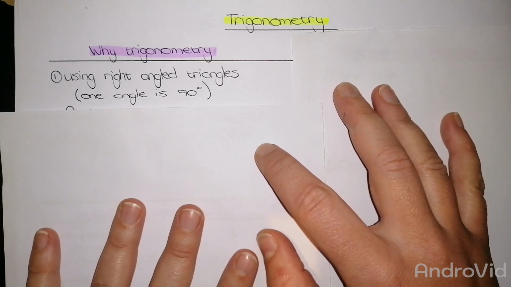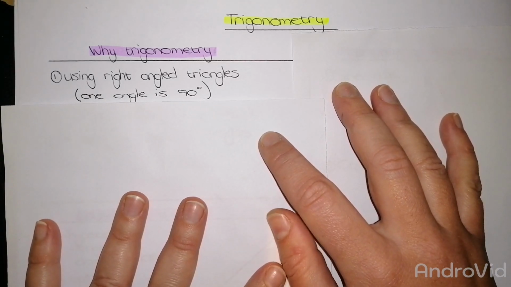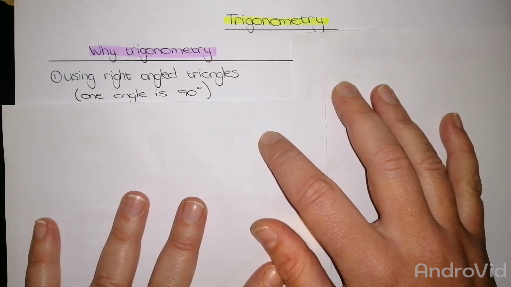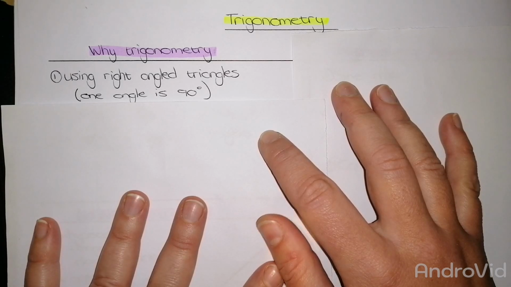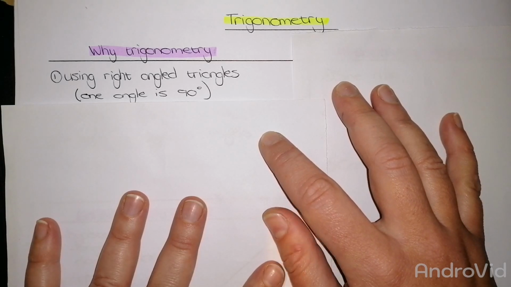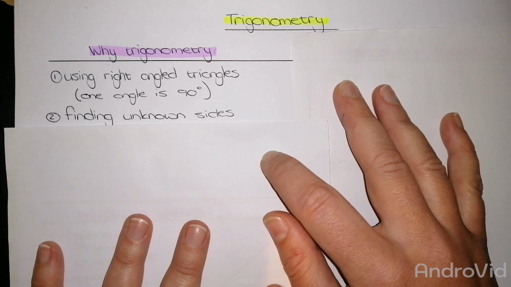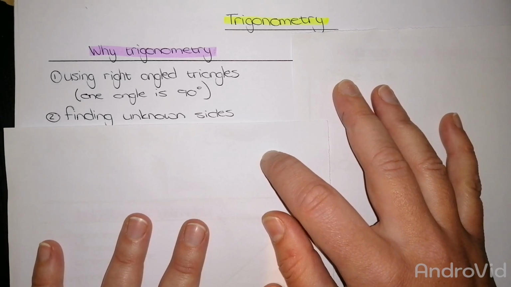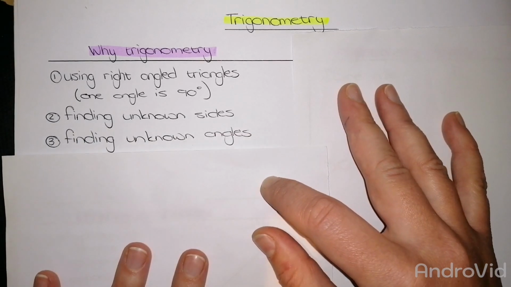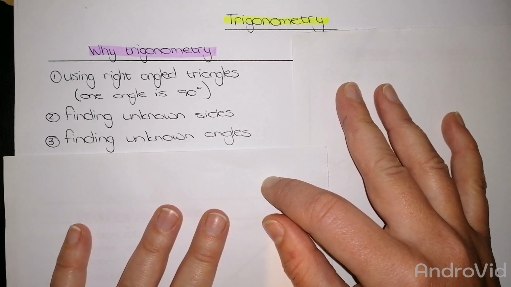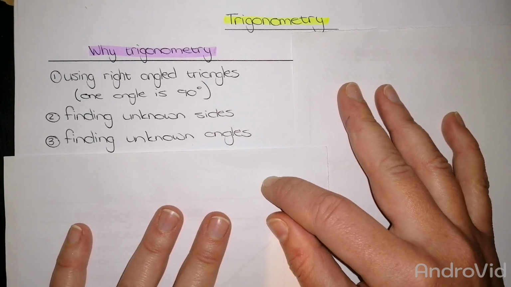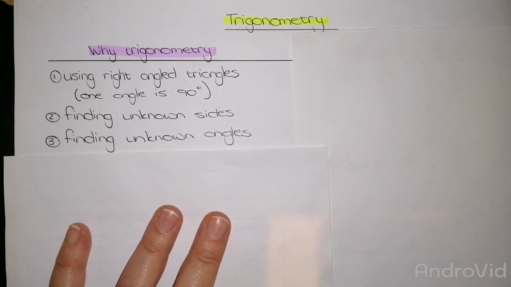The reason why we use trigonometry is to find unknown things in right angle triangles. A right angle means that there's a 90-degree angle in one of the angles of a triangle. The next one is we need to find an unknown side. So if one of the sides is unknown, you need to find the value of it. And the last thing is finding an unknown angle. If we have theta for an angle, we need to find what the value of that is.